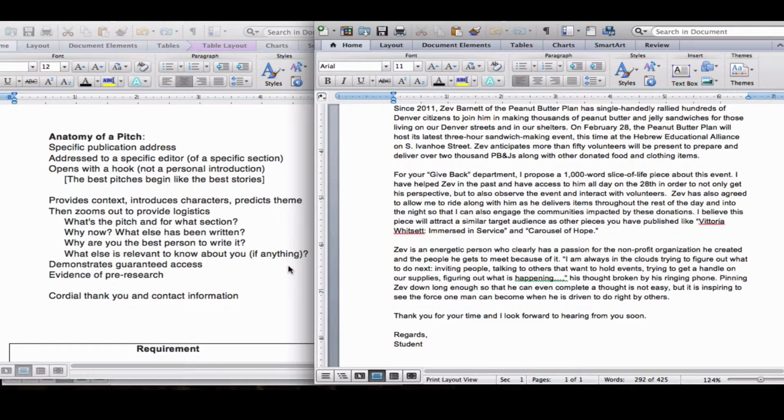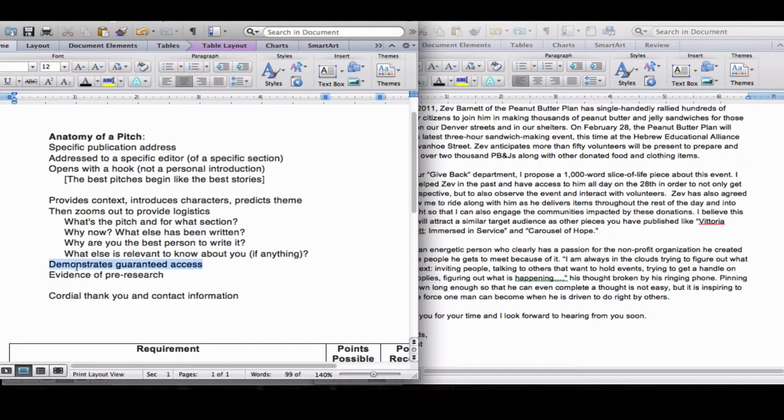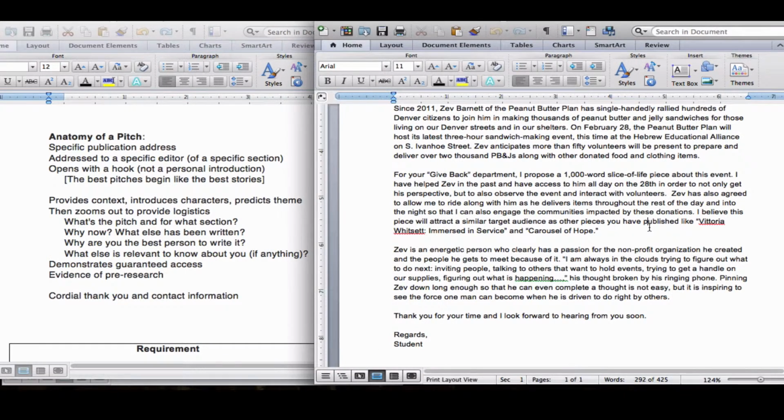There's also guaranteed access that's explained, so that's over here in the anatomy: demonstrates guaranteed access. So the writer has already talked to this character. The character has agreed to let them ride along, so the editor can trust that this story can happen. The writer's not saying, oh, my plan is to contact Zev and ask if it's okay, and then I want to learn about his life. That would not be concrete enough, but this is.